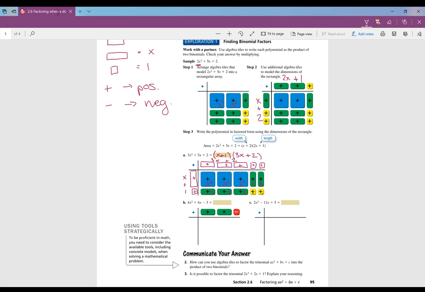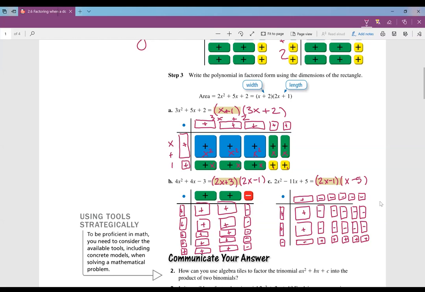Okay, so I want you guys to try parts B and C. You can go ahead and pause your video and then press play to check that you got the correct answers. Okay, so here's what you should have gotten for B and C. You should have gotten 2x plus 3 times 2x minus 1 for B, and then for C, 2x minus 1 times x minus 5. So pause the video, check to make sure you got those correct before you move on.